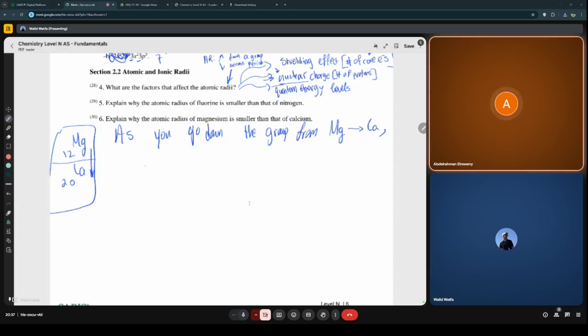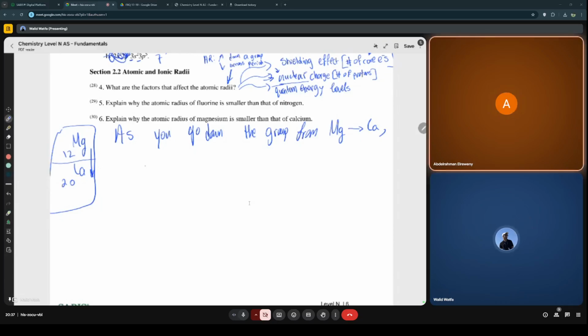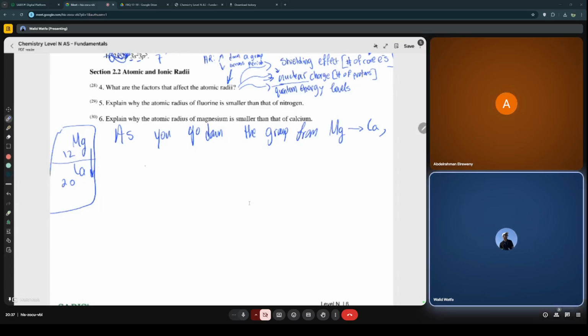No, it doesn't mean that. If you have greater shielding effect, you have more core electrons. That means it will be harder to attract to the nucleus. Let me think. As you go down, the number of core electrons increases. Therefore, yeah. You keep on mixing me up, man. What did I do wrong? Yeah, good. You fixed it.